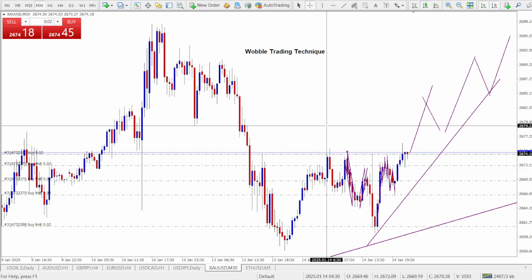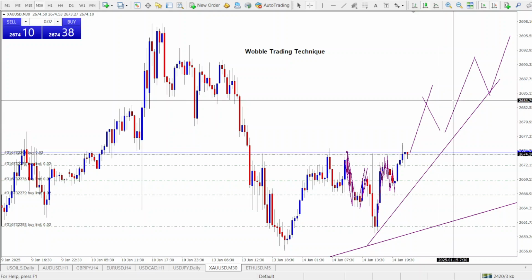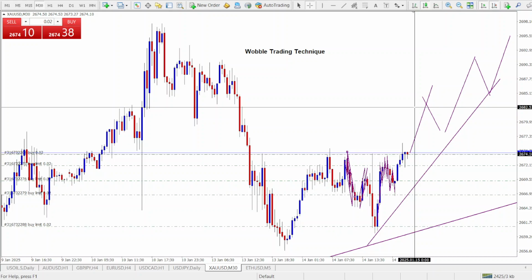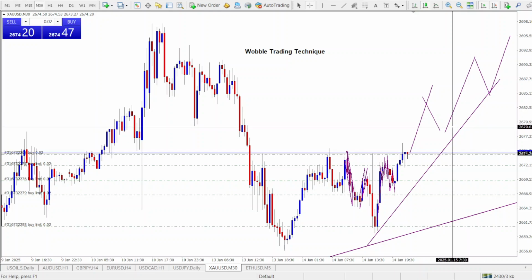All right, now you have to watch the market carefully. You have to look for key support and resistance levels. Those are very important. And then thirdly, you need to manage your risk. You have to set clear stop losses and profit targets for each trade.